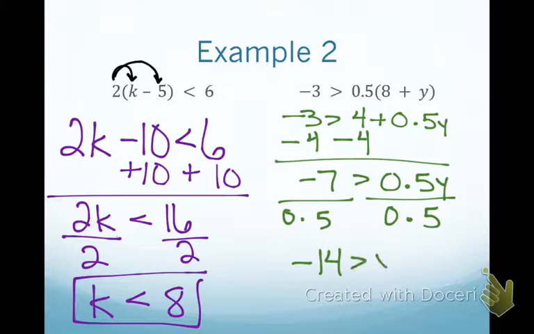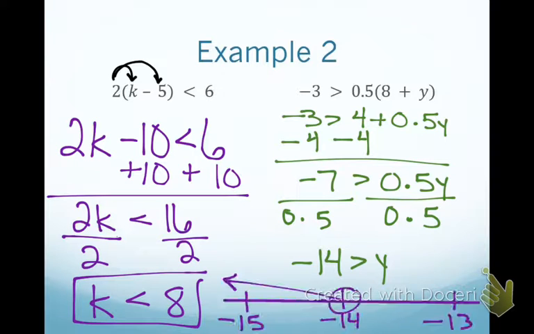All right? So now, did you draw your arrow less than? Yes. Okay, because you have to read the variable first. y is less than negative 14. All solutions must be less than negative 14.